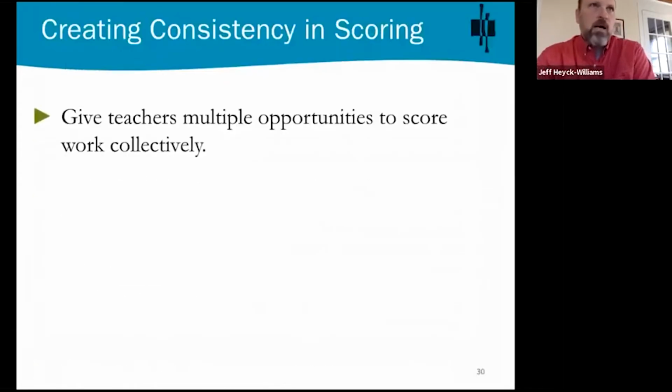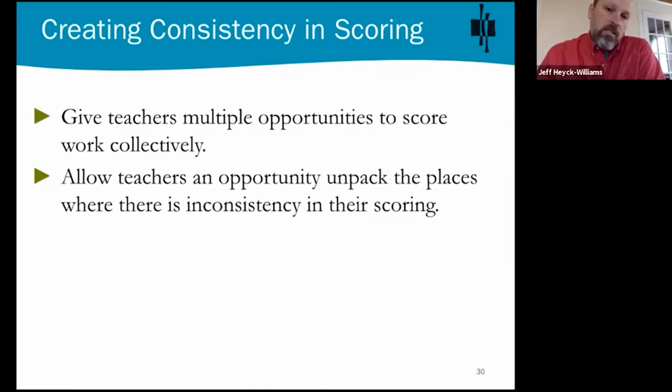I want to just highlight a couple of key things that we have found in developing assessments like this. These kinds of short performance assessments, one is giving teachers multiple opportunities to score the work collectively. What I have found is even if it's just getting a colleague to look at some student work with you, it is so valuable to have that peer-to-peer relationship and thinking about what is effective in this rubric, what's not effective, and what's happening with that student work. And it's a good check against our own biases as we look at our student work.